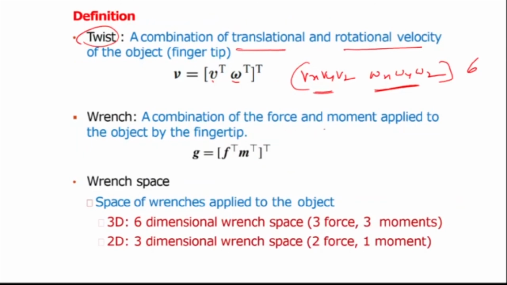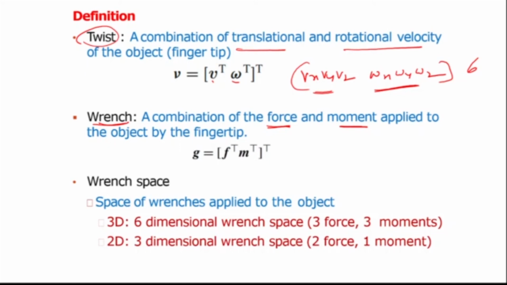Now what is the wrench? A combination of the force and moment applied to the object by the fingertip is called a wrench. Now you may be able to apply some forces in some directions, and you may not be able to apply forces in other directions. It depends on the type of contact.